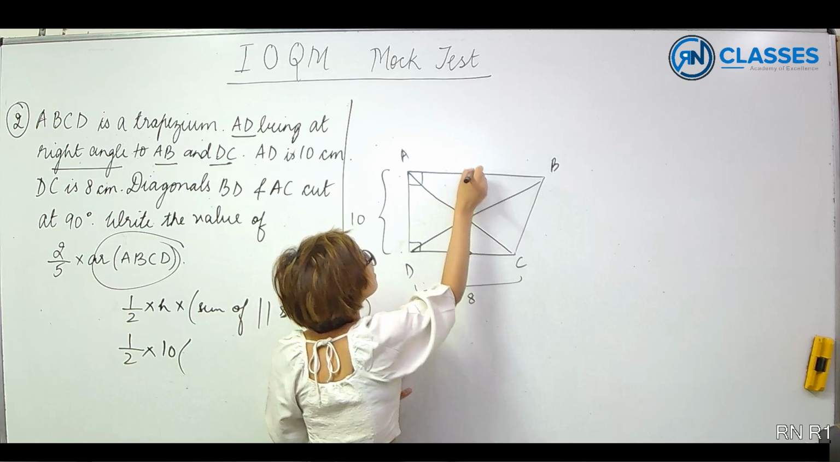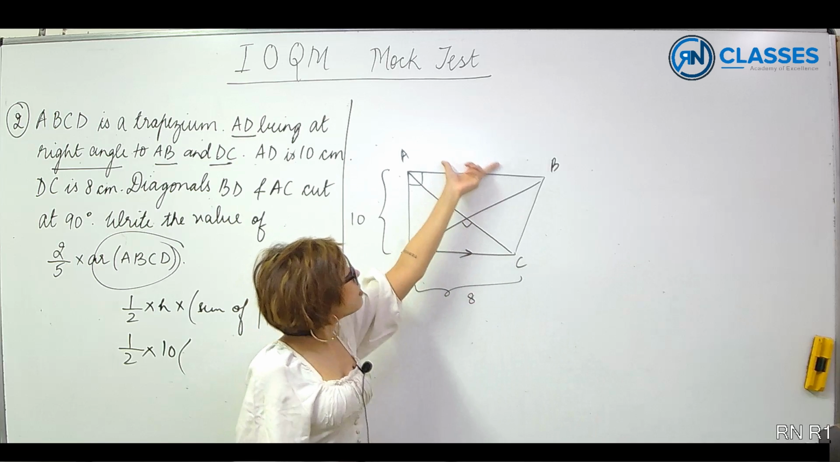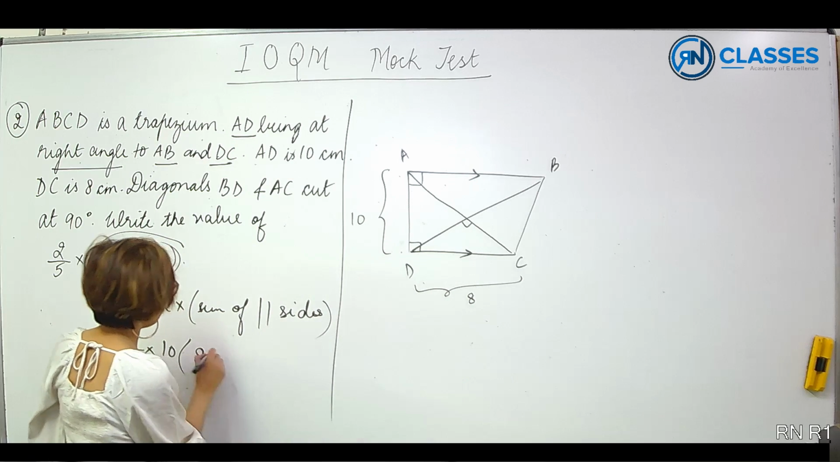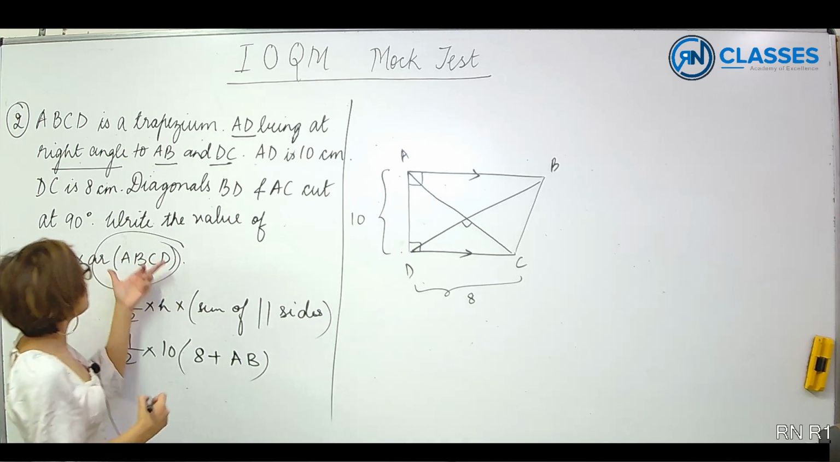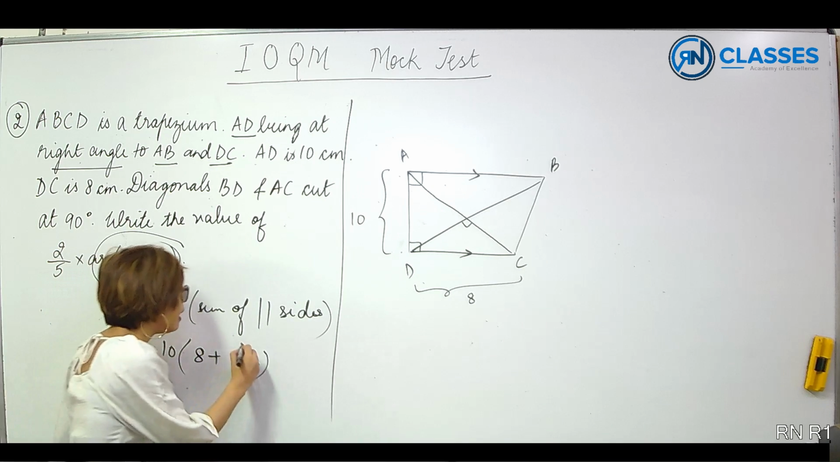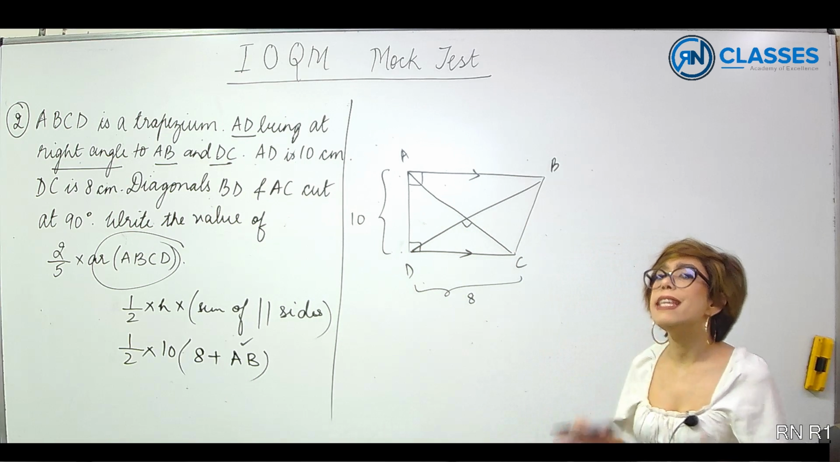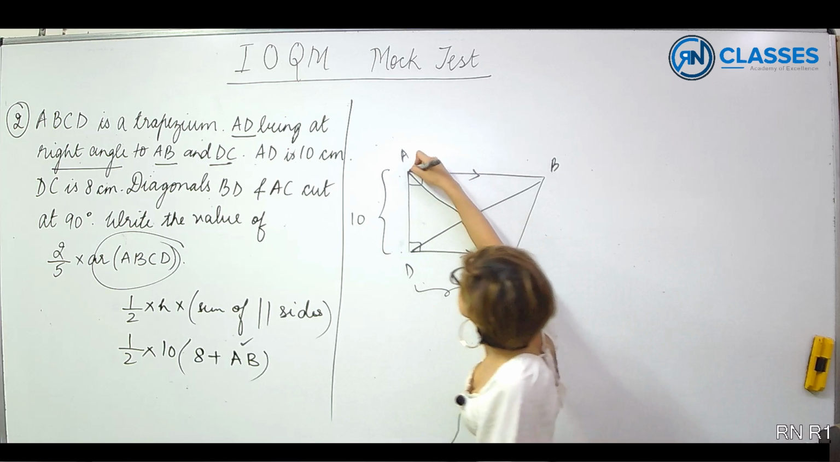Obviously, this and this are parallel, right? 90, 90. Now, that means I want this plus this. This plus this one, so already I know this one, which is 8. Plus, now the other parallel side is AB. That means I can find the area of trapezium provided I know this length AB. Right? I'm interested in this now. I'm interested in the length of AB. Now the thing is, how do I get this length?